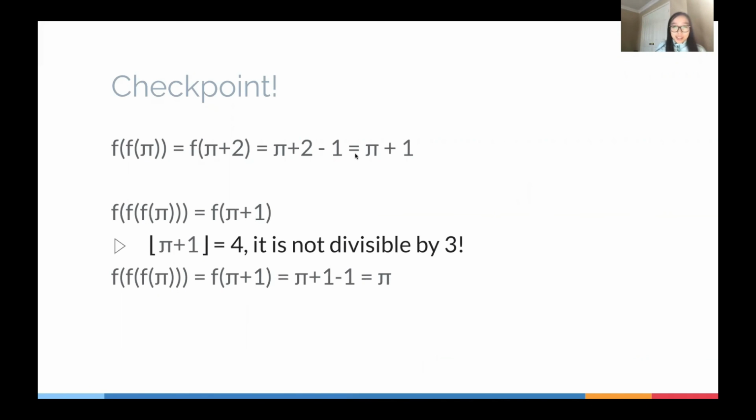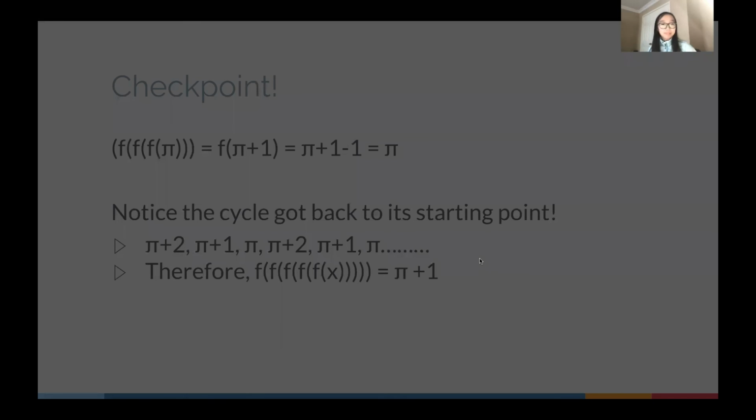So this is what we had. We had that f of pi is pi plus 1. So we do the same thing, and we find the floor of pi plus 1, and it's 4. And we're like, hey, it's not divisible by 3 again. Oh no. So that means we subtract 1. So pi plus 1 minus 1 is pi.